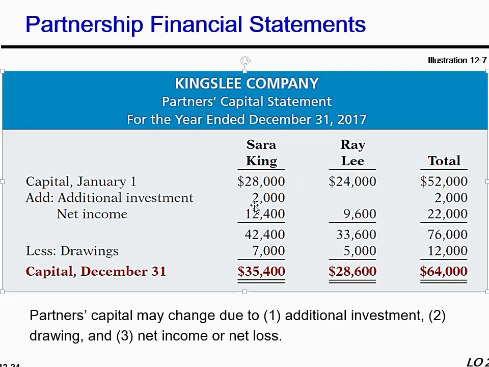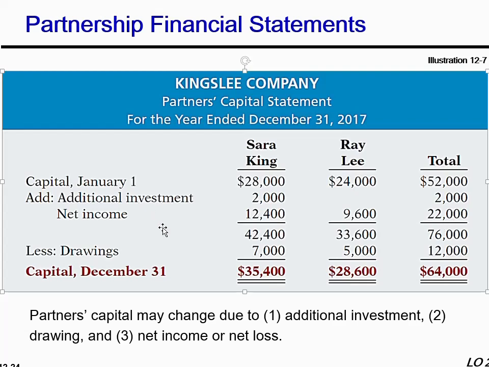When we added the additional investments, first we did all the additions. The additions are the additional investment for Sarah and the net income for Sarah and Ray. So let's make a total of all the additions to the partners' capital. It comes to 42,400 for Sarah and 33,600 for Ray. If you add these two, that is 76,000.